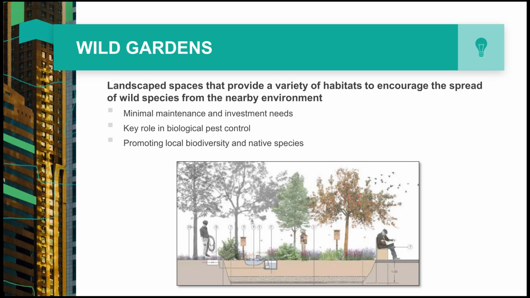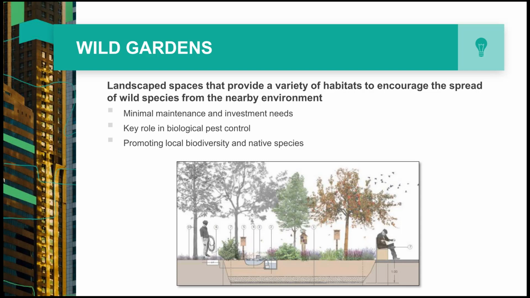Turning to the management of wild biodiversity, the solutions available include wild gardens. These are landscaped spaces that provide a variety of habitats to encourage the spread of wild species from the nearby environment, such as native and local plants, birds, amphibians, reptiles, insects, and mammals, among other organisms. The aim is to recreate, through the creation of a garden, the condition of the nearby natural environment, allowing interaction with the natural system. The maintenance and investment needs of this type of garden are minimal.